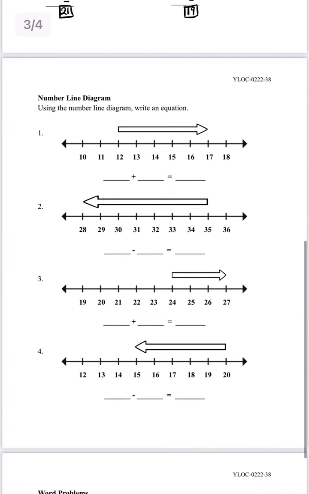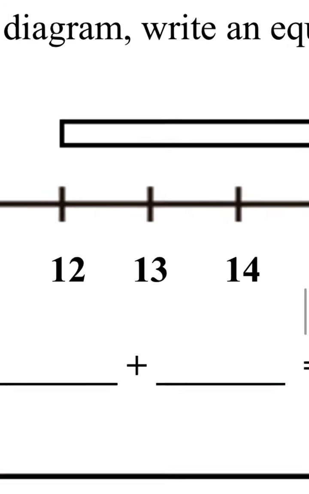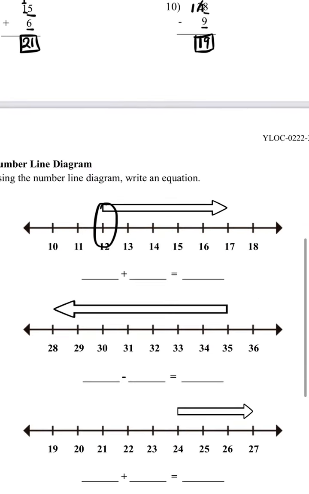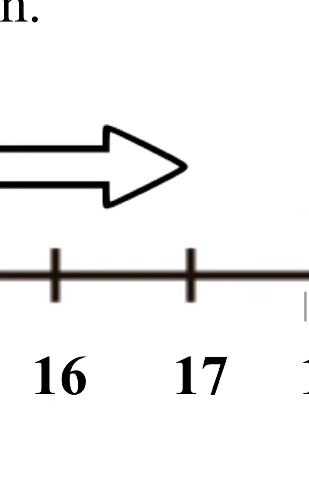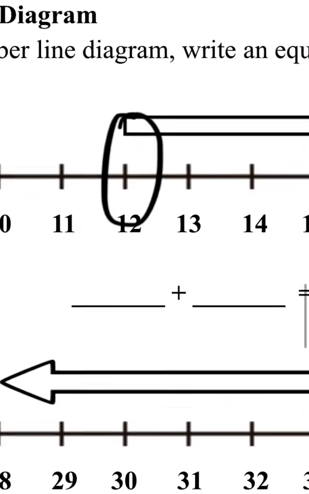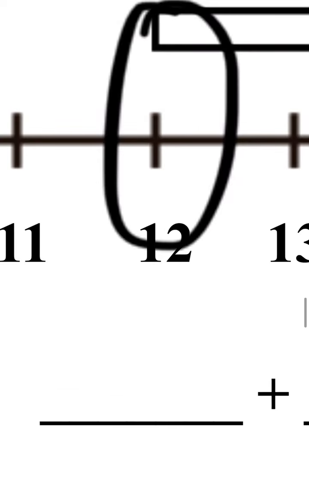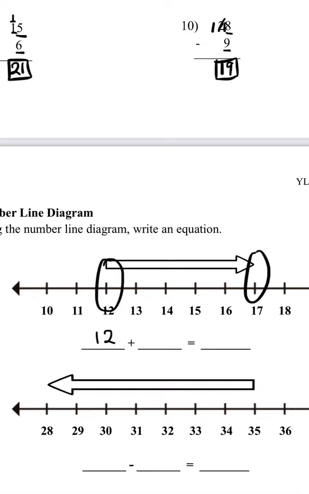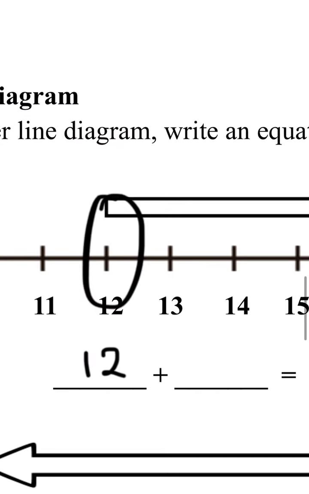For this page, we have number line diagrams, and we need to use the number line diagram and write an equation. Let's look at number 1. For number 1, the lowest number is 12, and the highest number that the arrow is pointing to is 17. So we need to write 12 since it's the lowest number that is under the arrow.